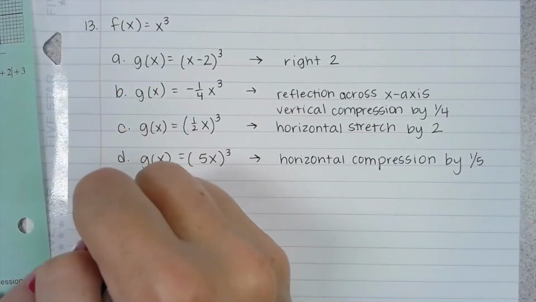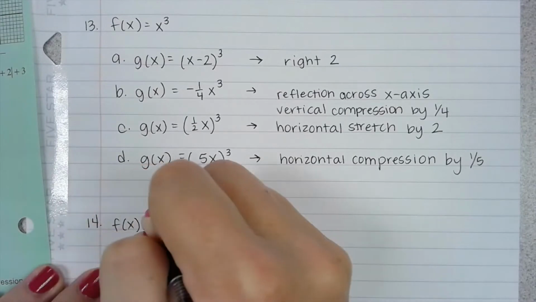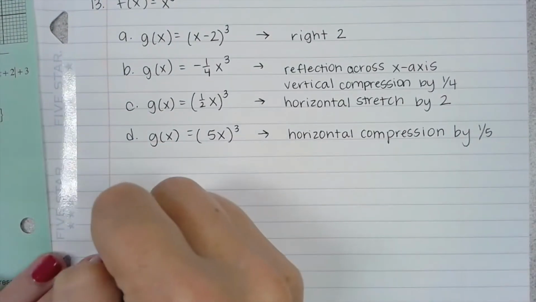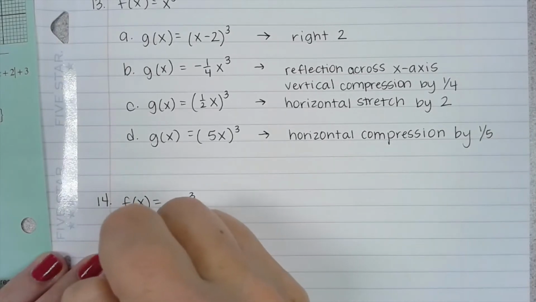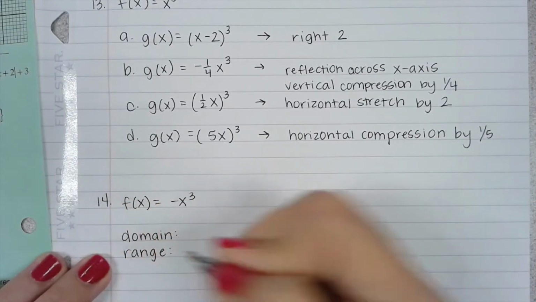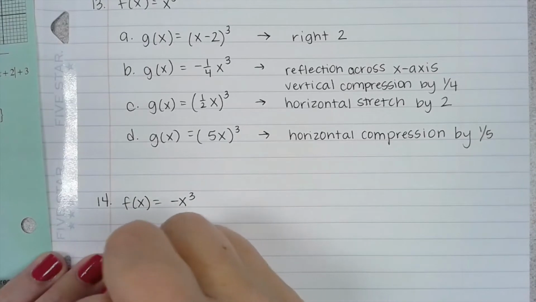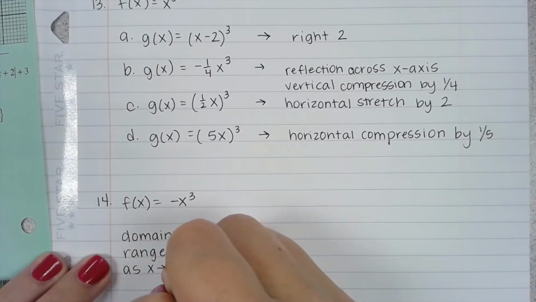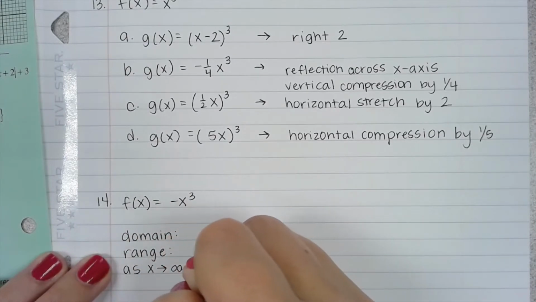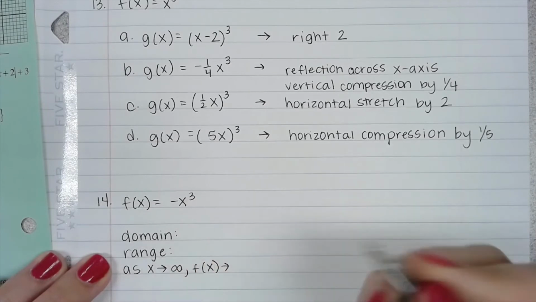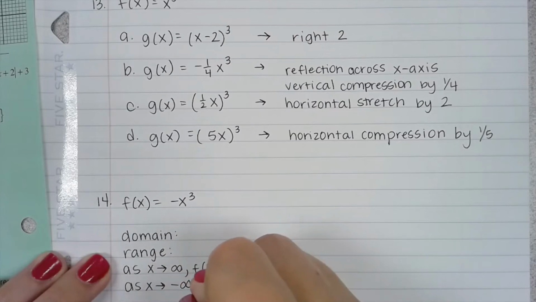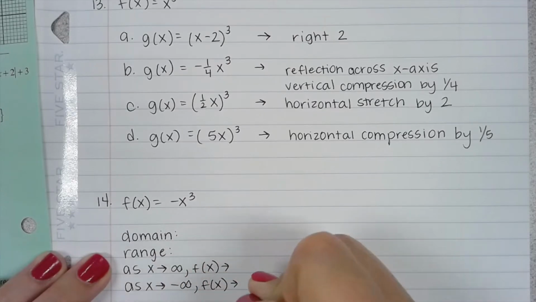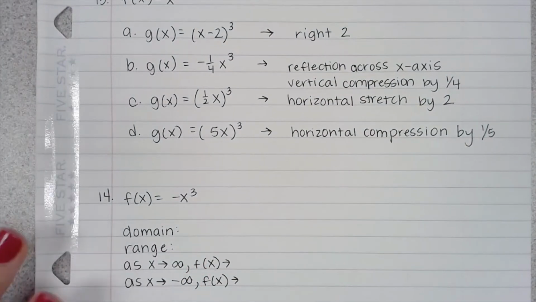Let's see, f of x equals negative x to the third. So I'm being asked to state the domain. I'm being asked to state the range. And then the end behavior. So as x approaches positive infinity, f of x approaches, and then I'll fill that in. And then as x approaches negative infinity, f of x approaches, and then I'll fill that in. So those are the last two things that I'm going to find.